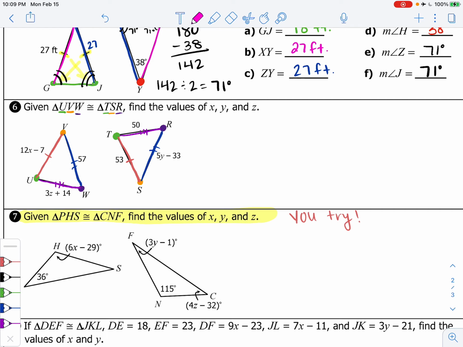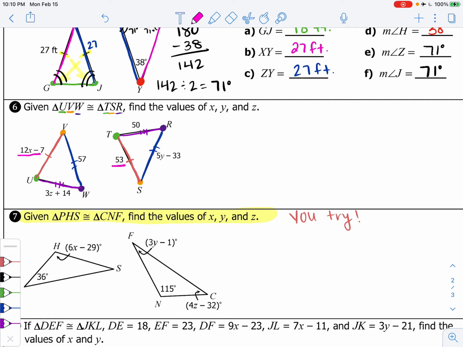Now, I need to find the values of X, Y, and Z. So if you notice, let's start with X. X is right here, and it represents 12x minus 7, which represents the side UV. In order to solve for X, I need to have something to set 12x minus 7 equal to. I want to say 12x minus 7 equals something else. What else does that side equal? Notice UV is congruent to TS, right? They're both marked with those tick marks. So because these two sides are congruent, I know their lengths are the same.